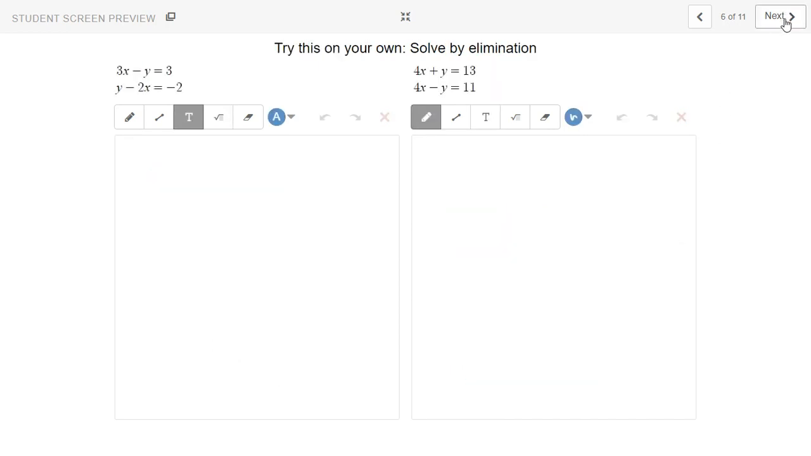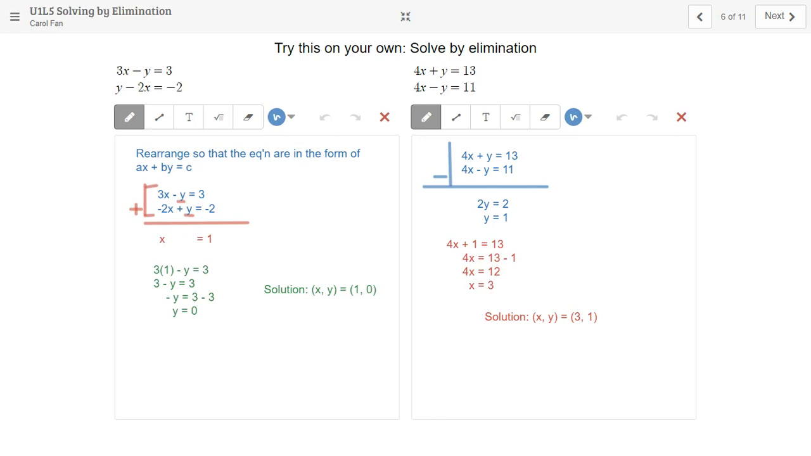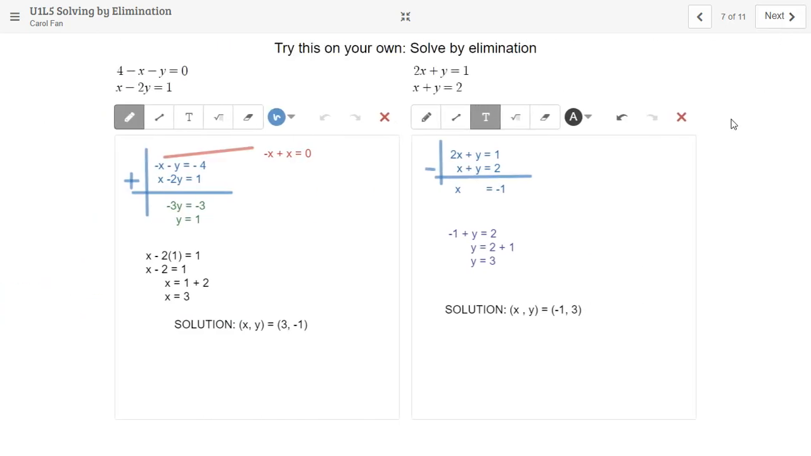Great. In the next two slides, slide 6 and slide 7, I'm going to let you try this on your own. Please pause the video and try these. I will give you the solution in just a moment. Great, solutions to slide number 6. Solutions to slide number 7.